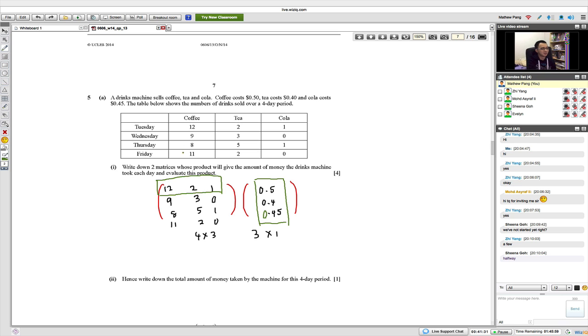Alright, so for whatever is in the first column here, it will multiply with coffee. The second column will multiply with tea. And the last column will multiply with cola. So this one will be the correct one. So yes, I think you will still need to multiply.